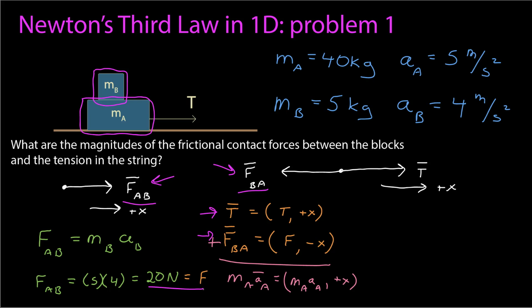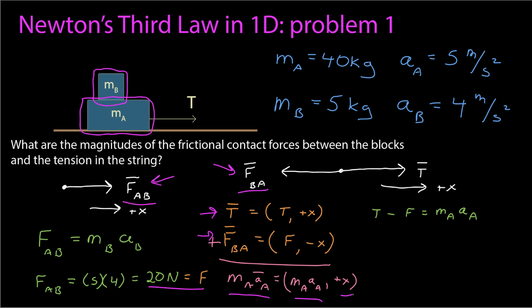The sum of those two forces is equal to the mass of that object, mass A, times the acceleration of that object. That has a magnitude of the mass of A times the magnitude of the acceleration of A. And it's also pointing in the positive x direction. I can now turn this into a scalar expression using my notation for one-dimensional vectors. I have a magnitude of the vector where the sign indicates the direction of the vector. T minus F is equal to the mass of A times the acceleration of A.